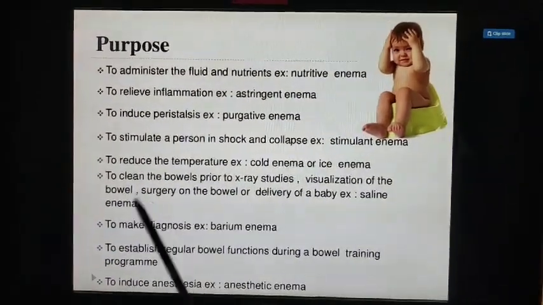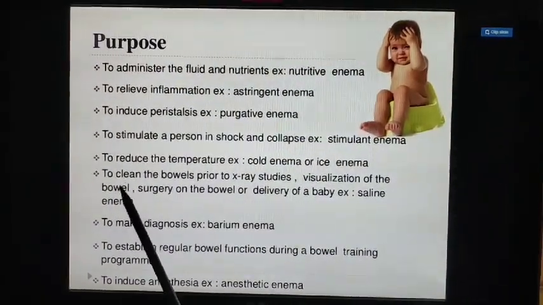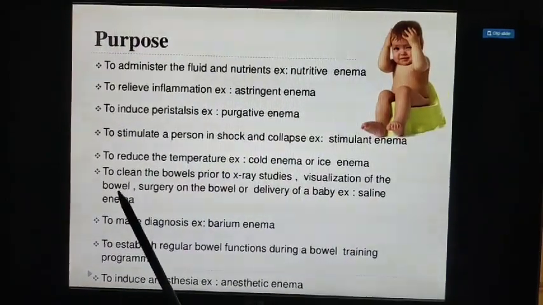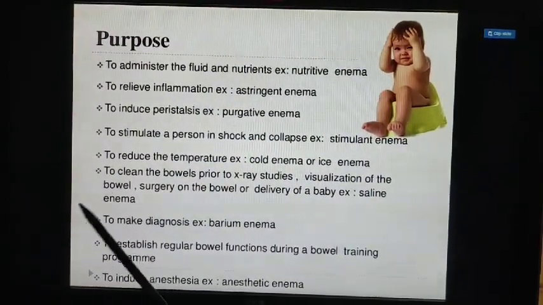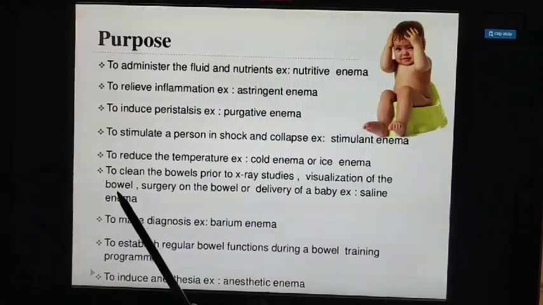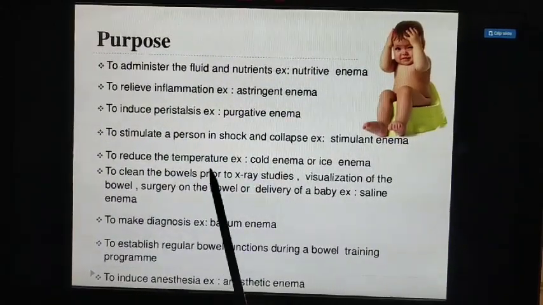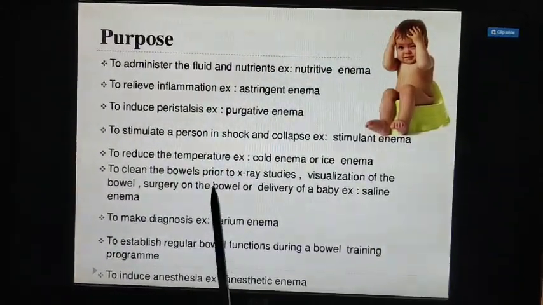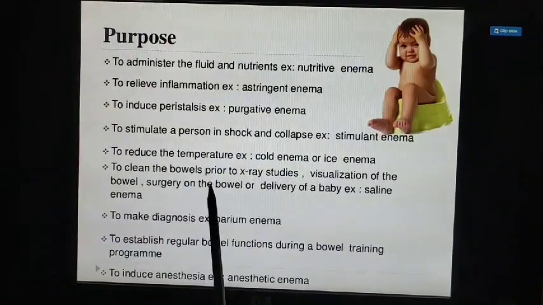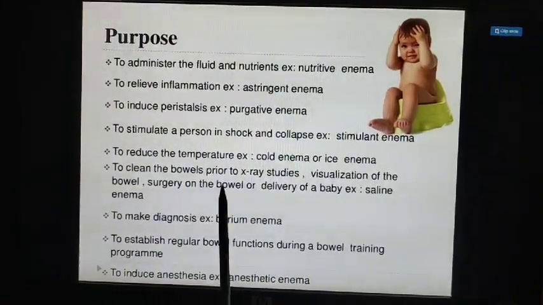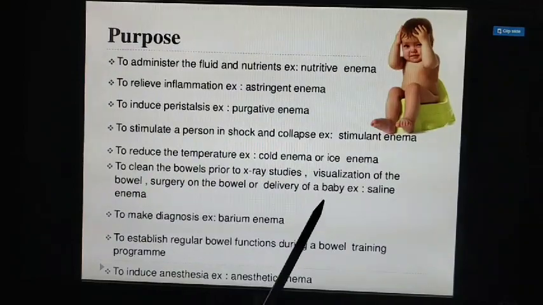Visualization of the bowel. We can see the complete colon: ascending colon, transverse colon, and descending colon. If any obstructions or any tumors are there, we can visualize them. Then next, surgery on the bowel. Before any surgery we must give this enema, or before delivering a baby.